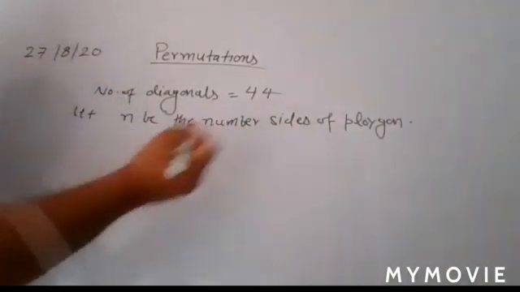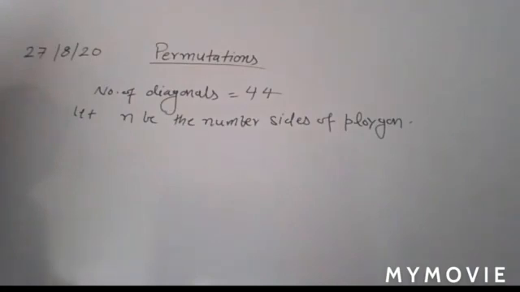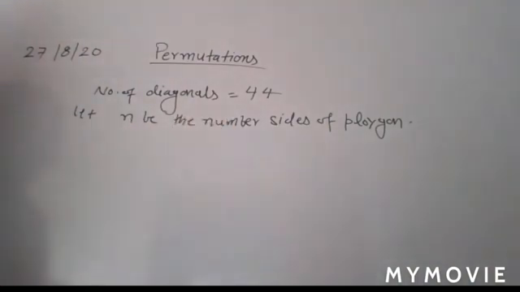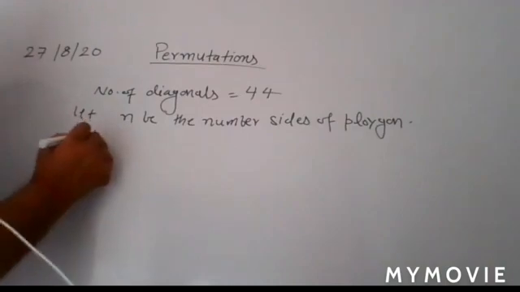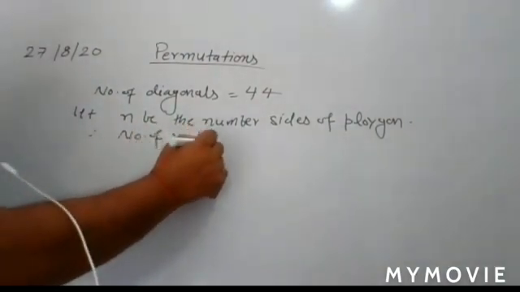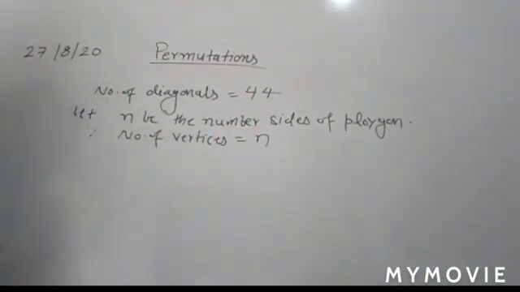Yeah. So first of all, here you assume, let n be the number of sides of the polygon. So no doubt the number of vertices is also equal to n.